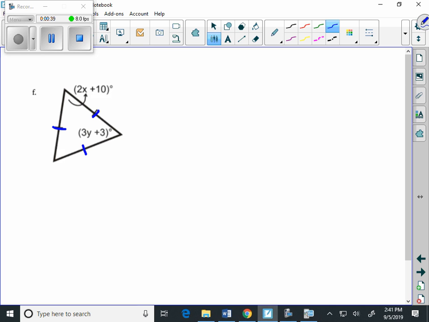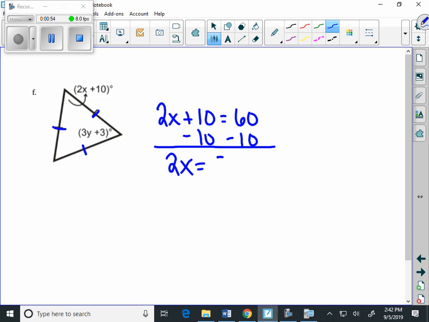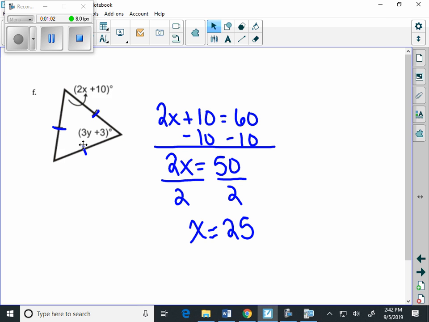So what we can do on this particular problem is we can take 2x plus 10 and set it equal to 60 degrees. Then we solve. Subtracting 10 from both sides, we get 2x equals 50. Then divide both sides by 2. So x equals 25. The nice thing is, again, equilateral triangle, equiangular triangle.